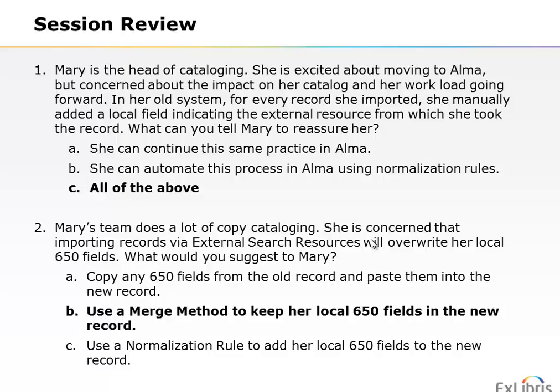Mary could manually copy the 650 fields from the old record and paste them into the new record, but that's not a very efficient suggestion. Answer number C wouldn't really work, since Mary would not be able to configure a specific normalization rule to cover all of the various scenarios of local 650 fields. The correct answer to the question is B. Mary could configure a merge method that would allow her to preserve her existing local 650 fields in the new record.